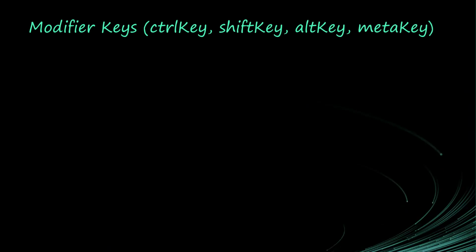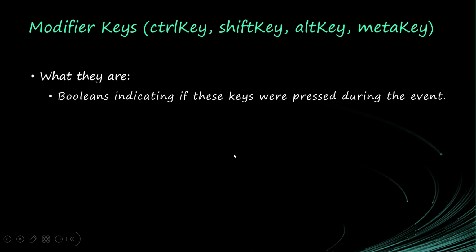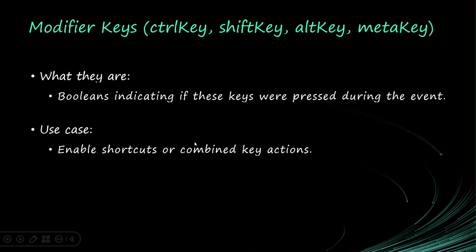So there, you can also check for modifier keys. You can check if the control key was clicked, if the shift key was clicked, or you can check for the control key, shift key, alt key, and meta key. They will give you true if these keys were pressed. So if you want to check if the control key was clicked, you would use the control key.